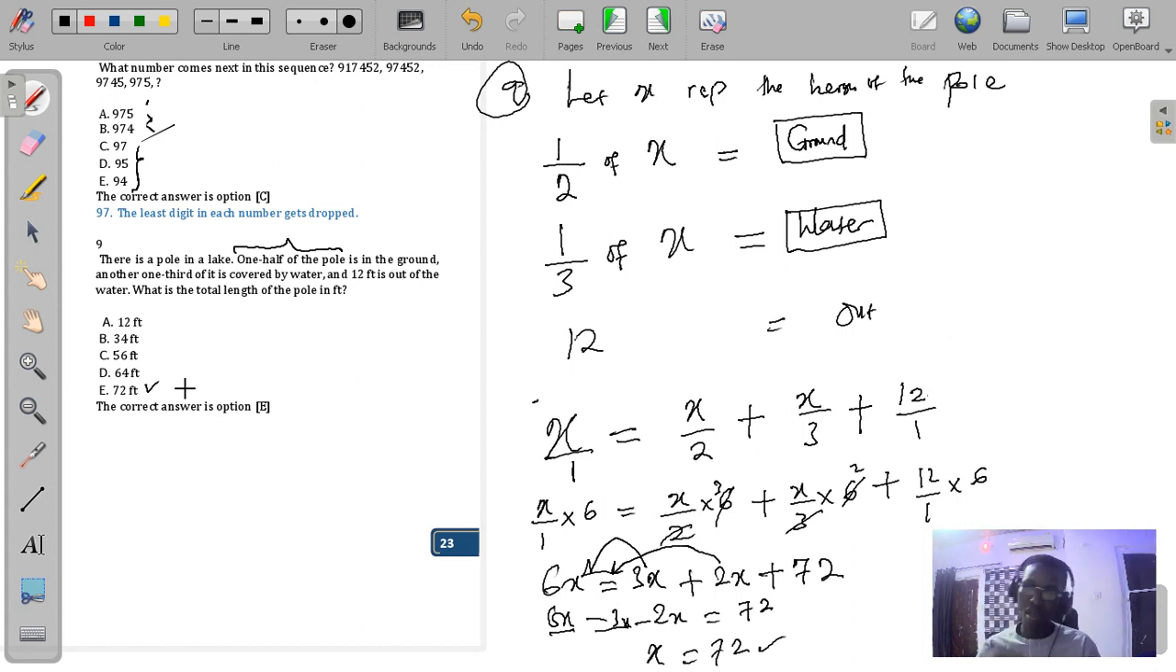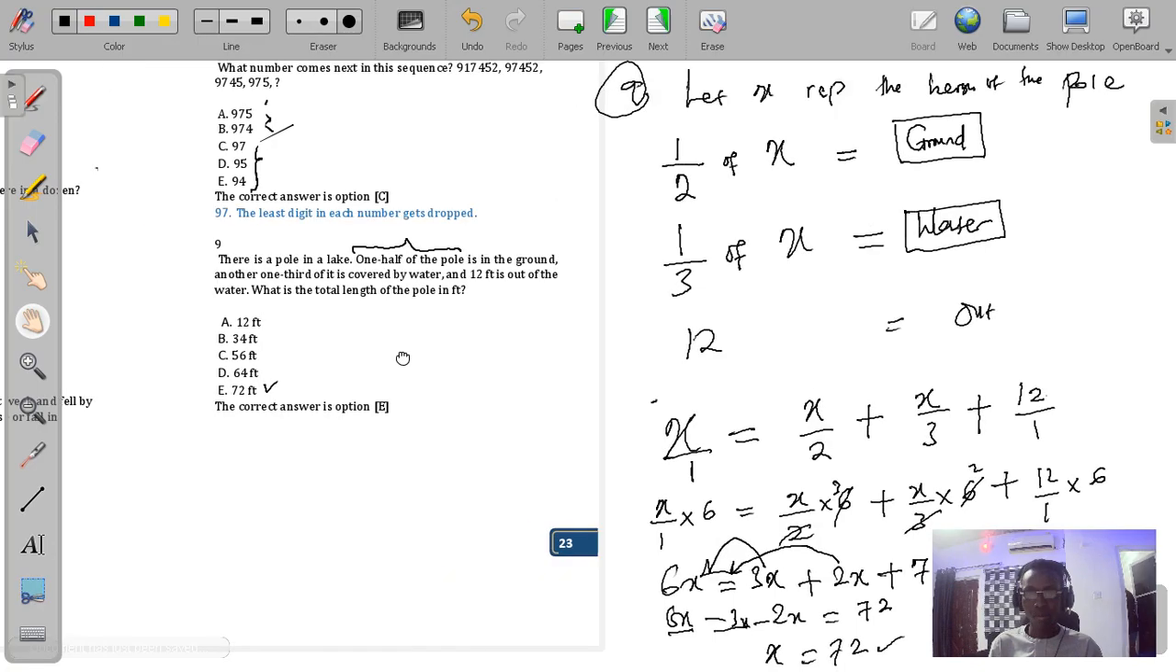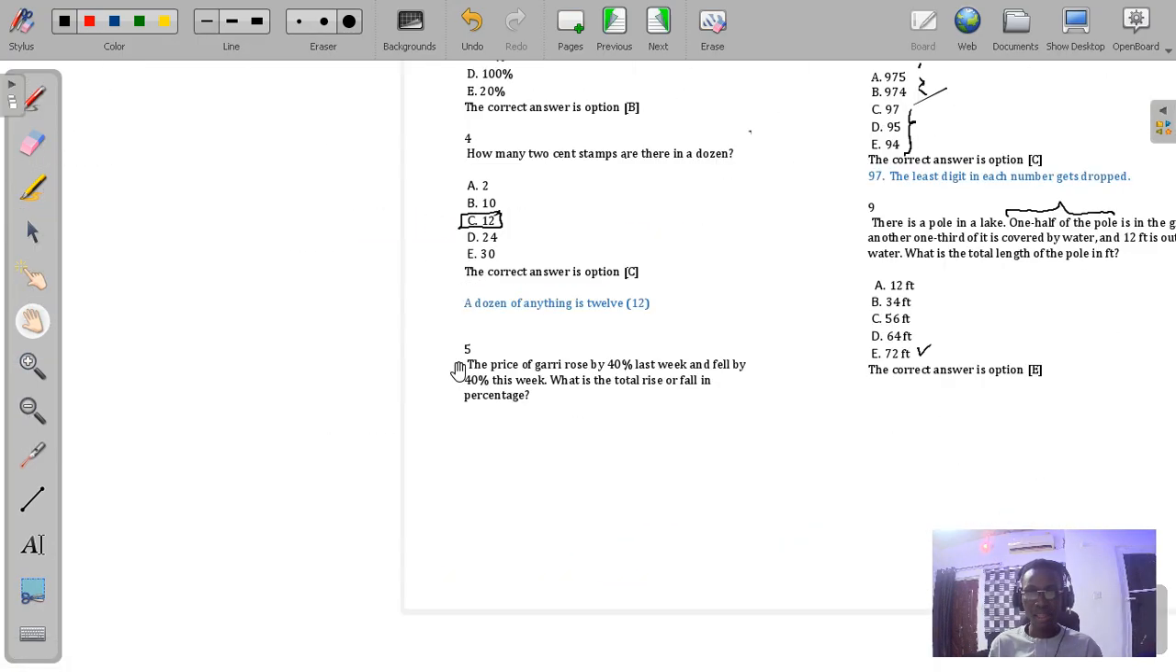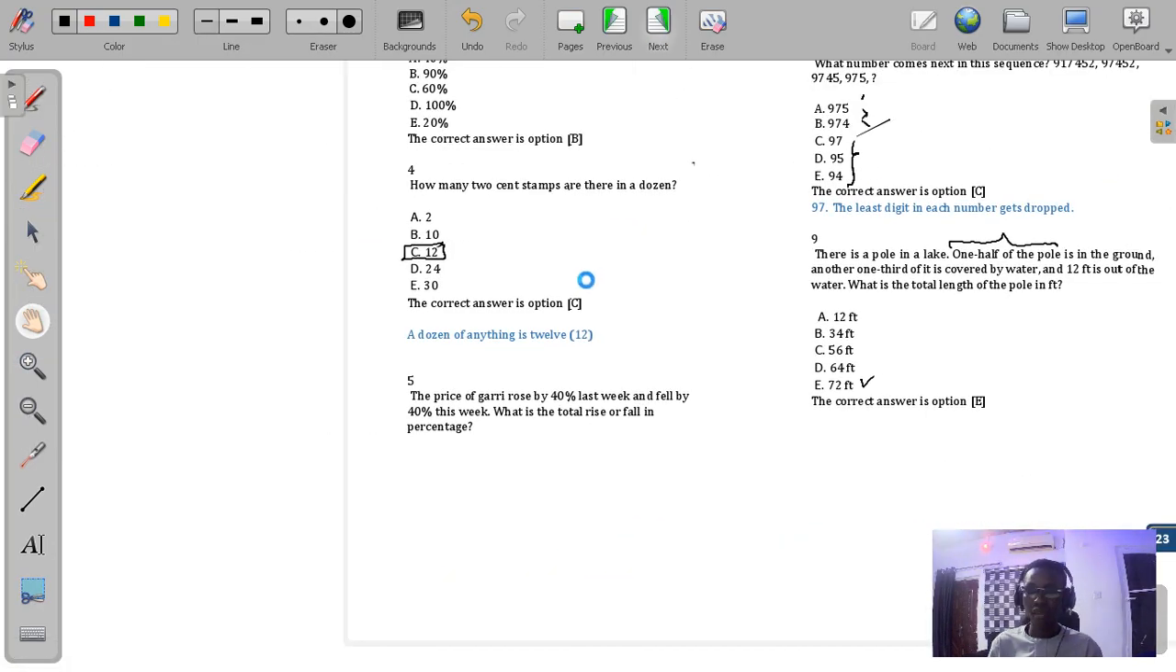Okay. So now the last question for tonight is question number 10. I think that's all we have on this page. You can take a screenshot, okay? So we don't have question number 10 here. So I have to click next.